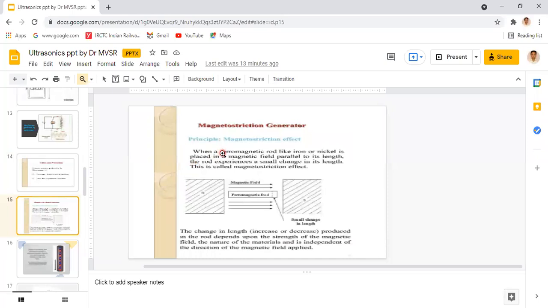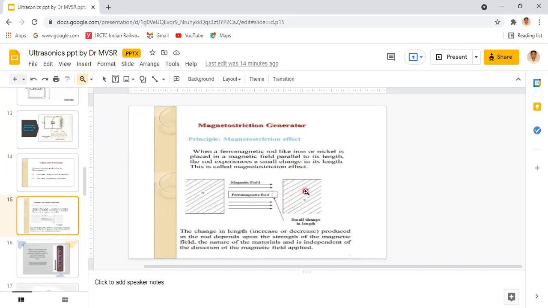What is the magnetostriction method? This magnetostriction generator is based on the principle of the magnetostriction effect. So what is the magnetostriction effect? Whenever a ferromagnetic material or ferromagnetic rod, like iron, cobalt, or nickel, is placed in a magnetic field parallel to its length, the rod experiences a small change in its length. This is called the magnetostriction effect.